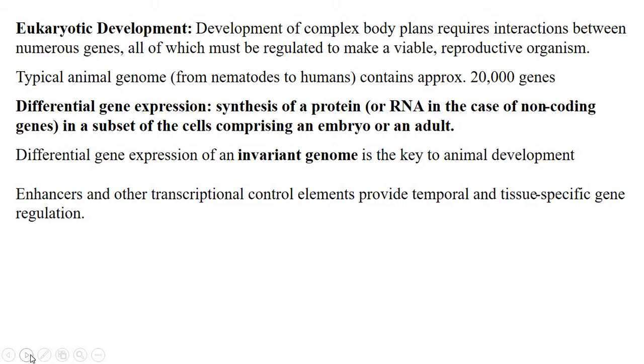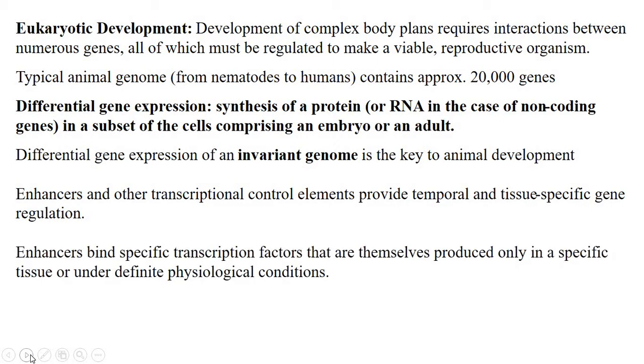Enhancers and other transcriptional control elements provide temporal and tissue-specific gene regulation. As we talked about, specific transcription factors regulate the gene expression in a tissue-specific, cell-specific manner. These enhancers can bind to specific transcription factors, or they themselves can be produced in a specific tissue under specific conditions. So these enhancers can enhance the expression of a gene, or in a different way, an insulator can decrease the expression of the gene. All these different components that we talked about work together to regulate the expression levels. It has to increase or decrease or stay stable. That all needs to be determined and controlled.